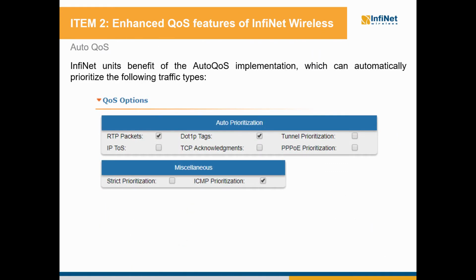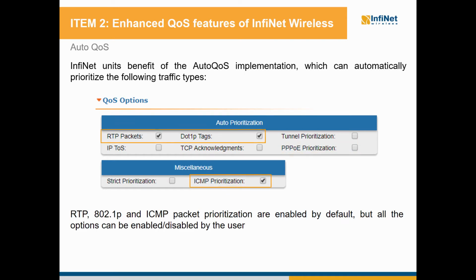Infinet units benefit from the auto QoS implementation, so they can automatically prioritize the following traffic types: RTP packets, IP TOS, .1p tags, TCP acknowledgements, tunnels, PPPoE, and ICMP. RTP, .1p, and ICMP packet prioritization are enabled in the default configuration, but all the options can be enabled or disabled by the user.